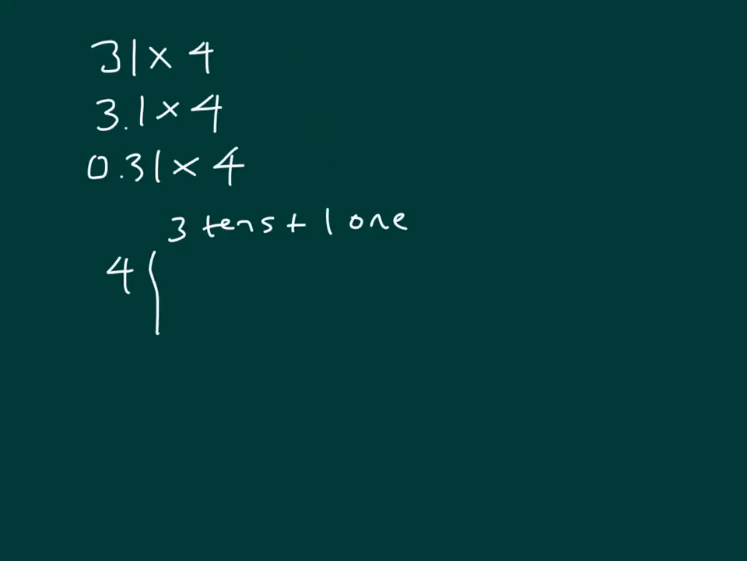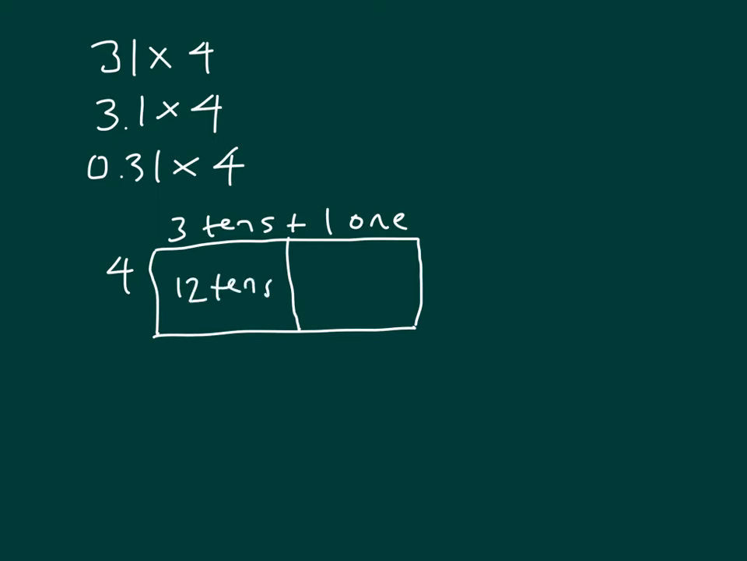Here we have 4 multiplied by 3 tens plus 1 one. This is our first one we had there. 4 times 3 is 12, talking about 12 tens. And 4 times 1 is 4, 4 ones. 12 tens, 120. 4 ones, 4. That gives us 124.